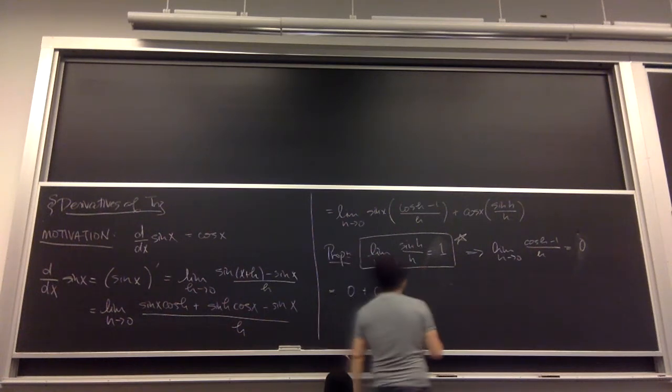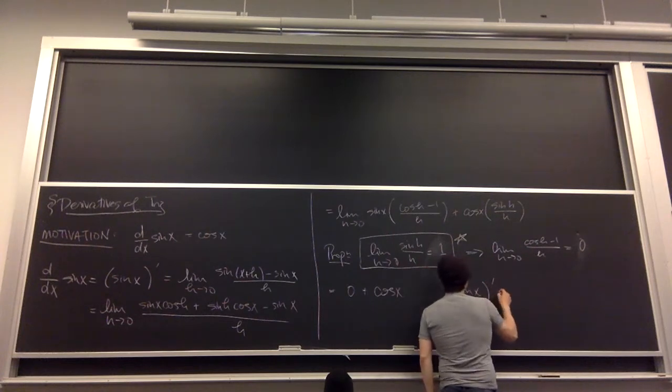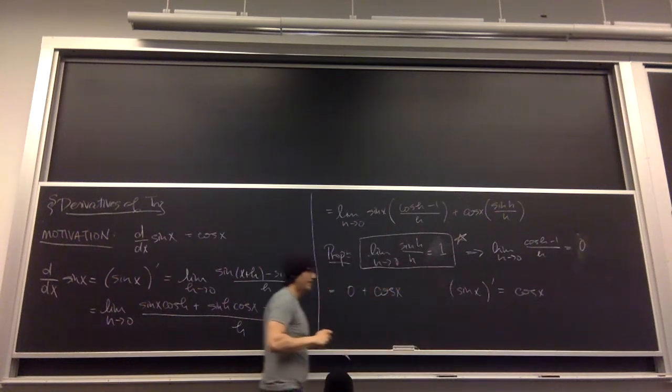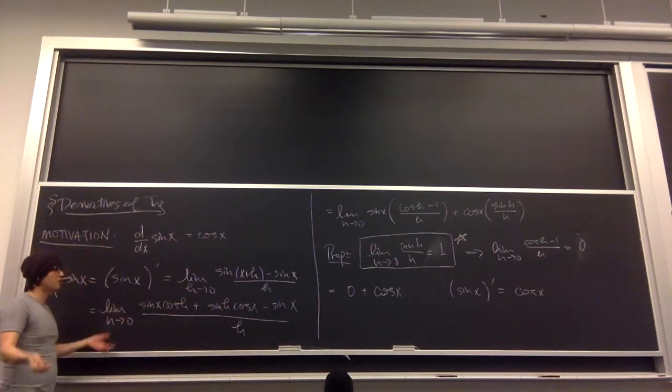So what have we found out? We found that the derivative of sine x is cos x. Okay? So this is something that you all knew, but now you know why you know it.